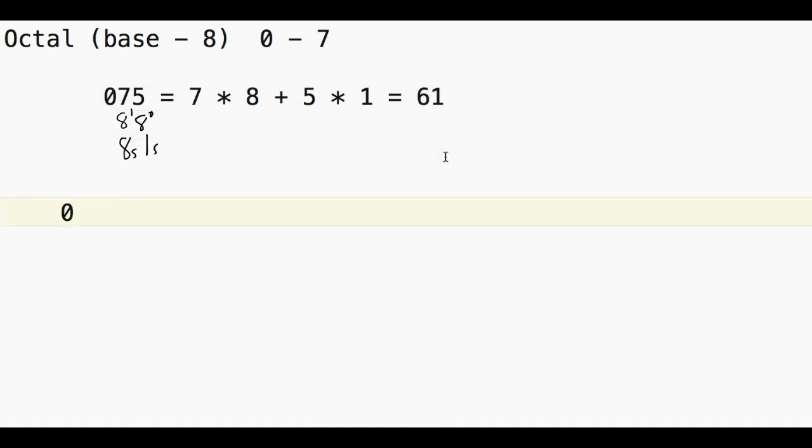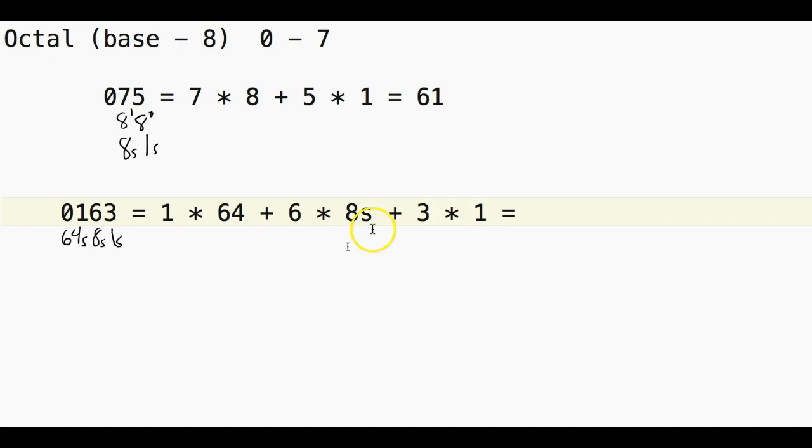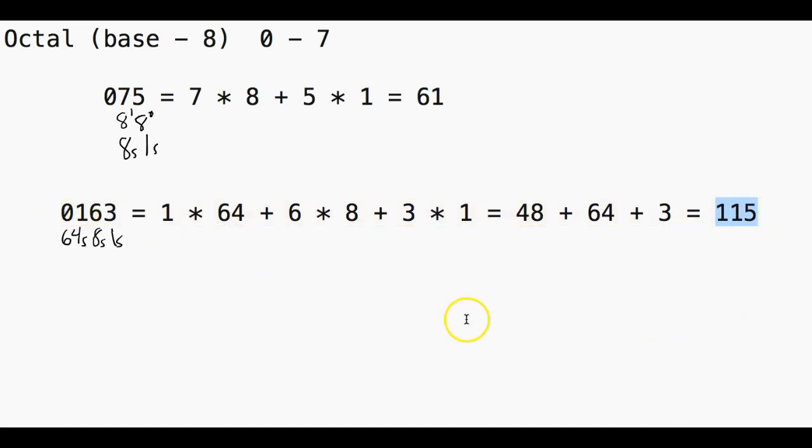Let's try another one, a multi-digit one. Let's try a 3-digit one. So I've got 163 in octal. What is 163 in octal? Instead of having just ones and eights places, I've got ones, eights, and now a 64s place. So it's 1 times 64, 6 eights, and 3 ones. So we have 48 and 64 and 3. 48 and 64 is 112, plus 3 is 115. So 163 in octal is 115 in decimal.